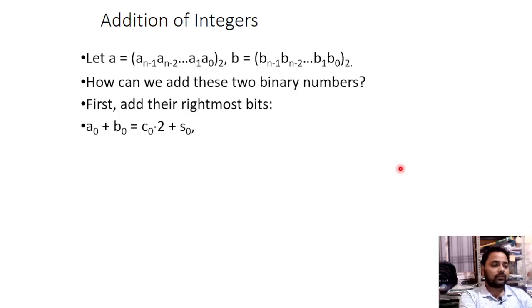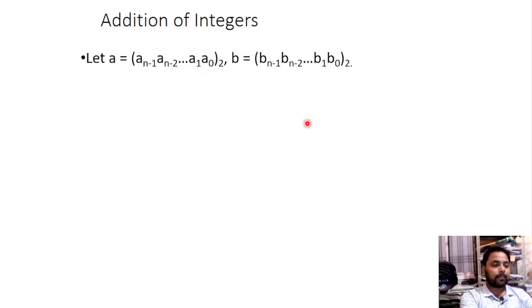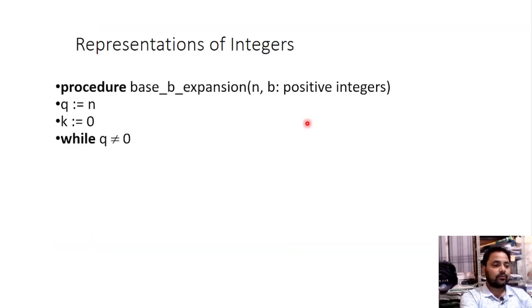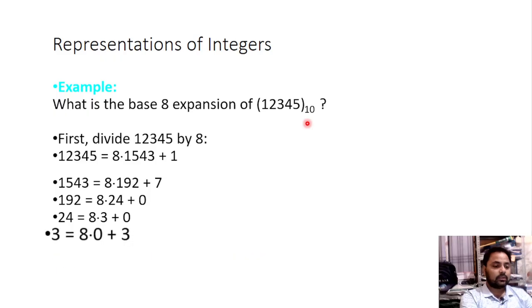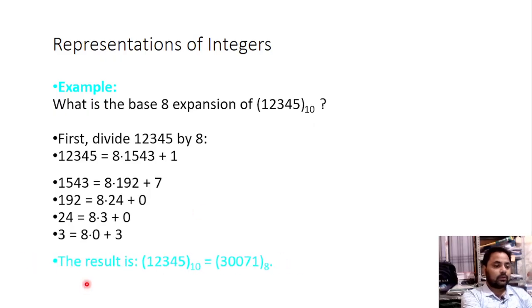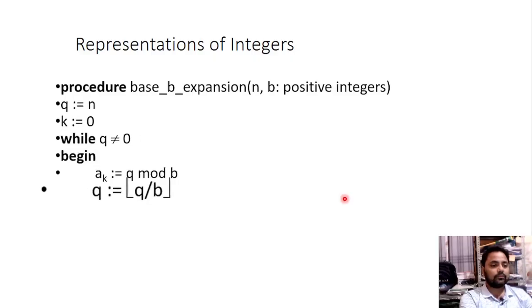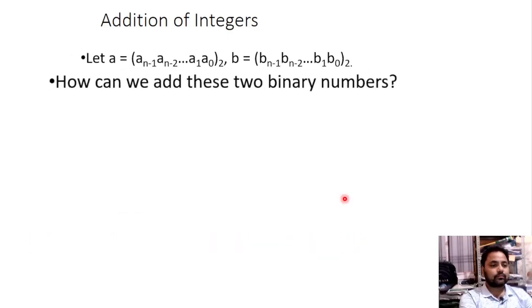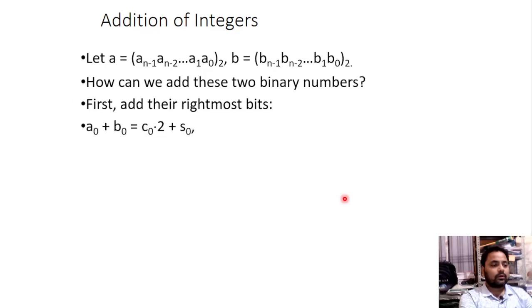Here, what is this term bits? Bits is simply, you can see here, 30071. These are called the bits. So here 1, 2, 3, 4, 5, a total of 5 bits are here. So now we are adding the rightmost bits.